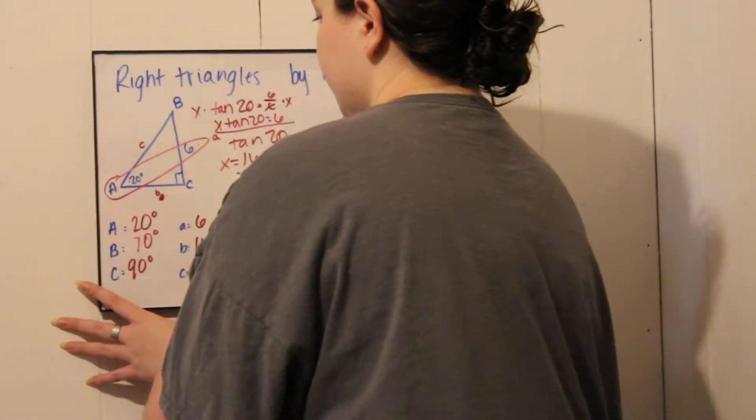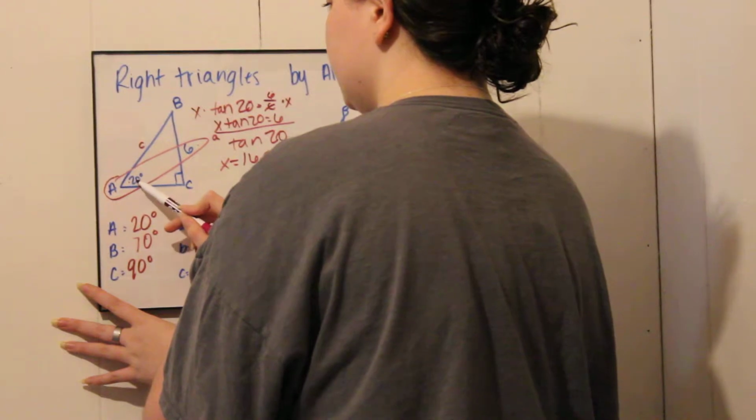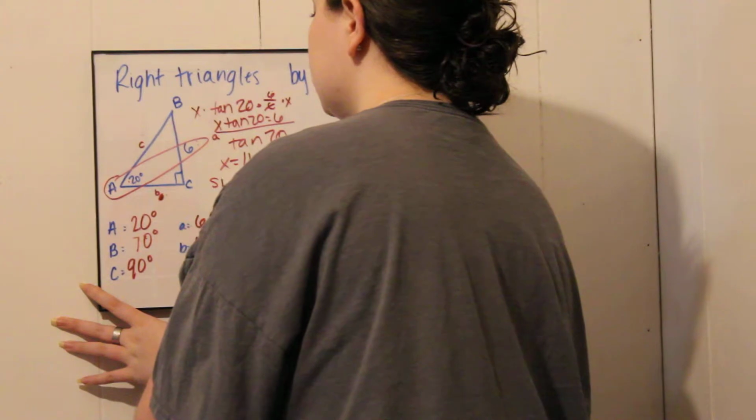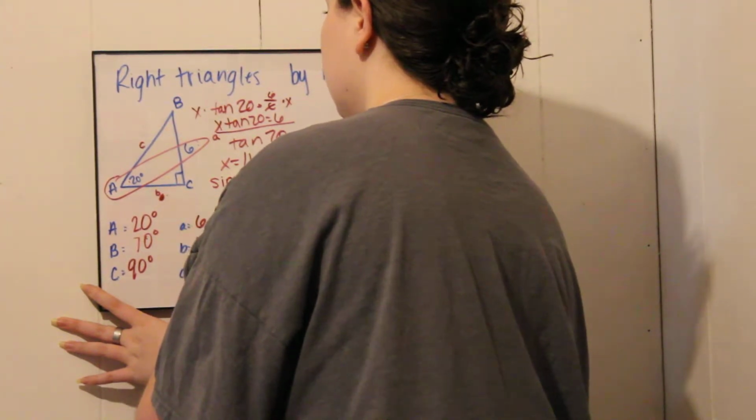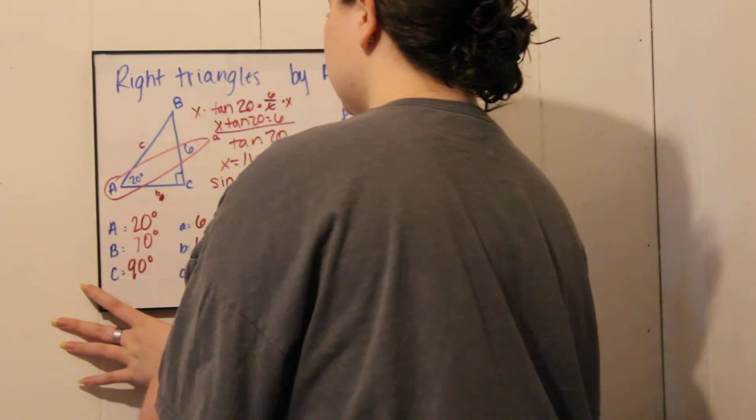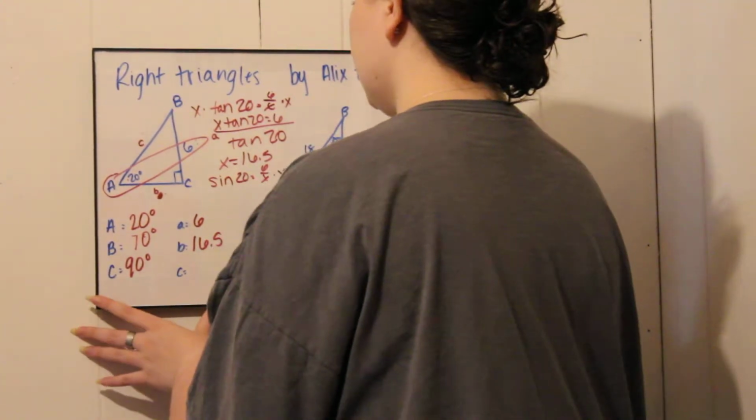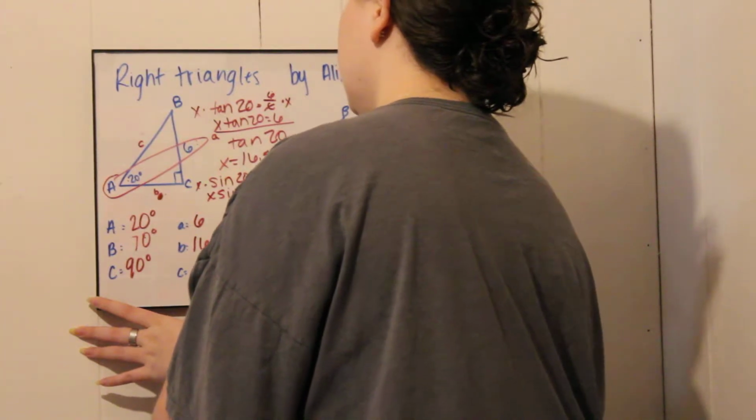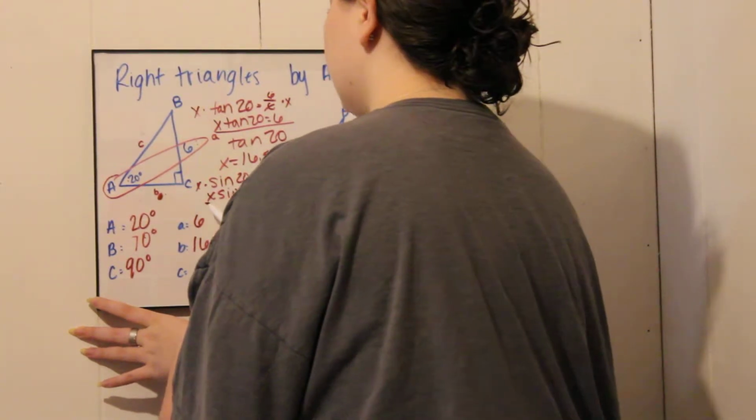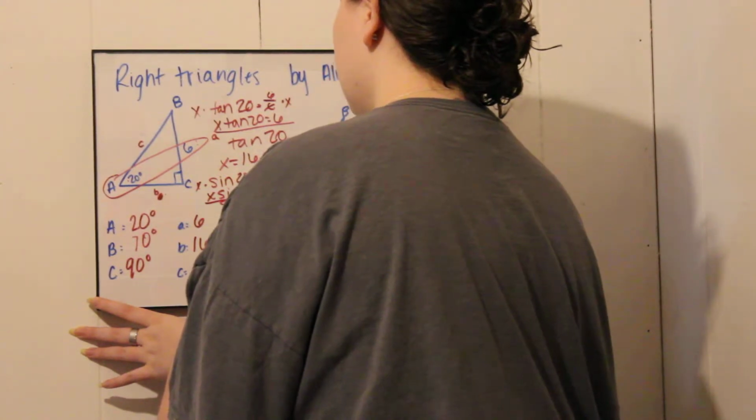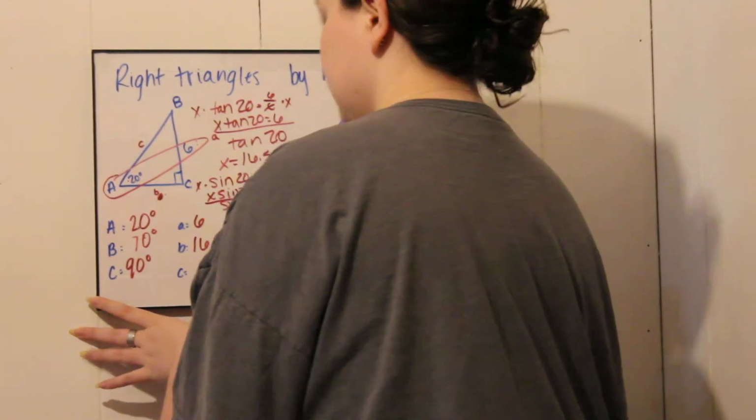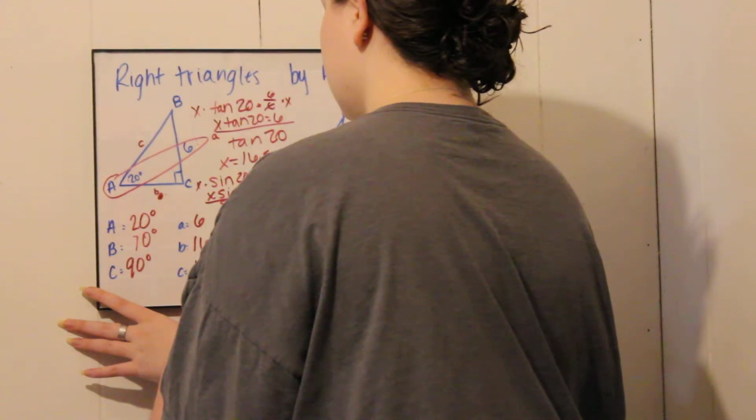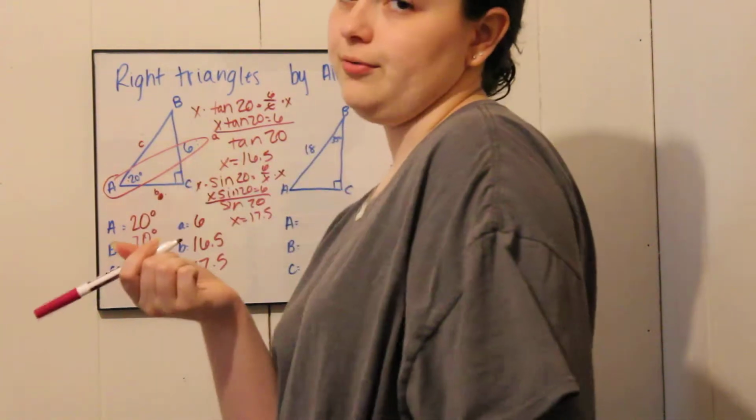So you're going to do the same thing, but this time you're using opposite over hypotenuse, which is sine. So sine of 20 equals 6 over x. Now the same thing, you're going to multiply x by both sides, and you're left with x sine 20 equals 6. Again, you're going to divide both sides by sine of 20, and you're going to get x equals 17.5. And now we have solved our first right triangle.